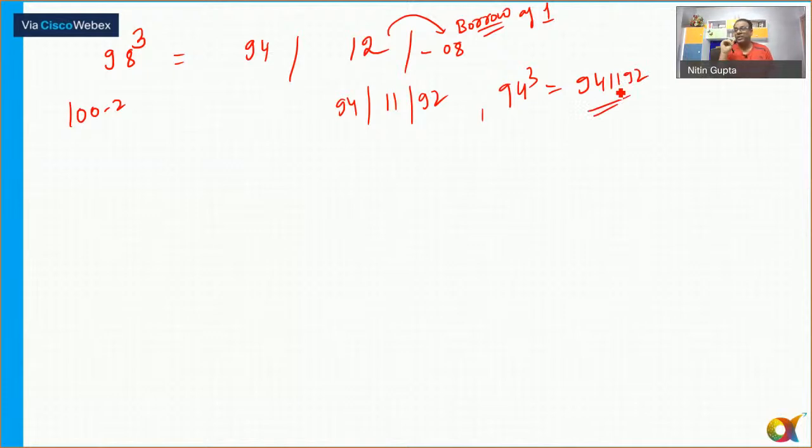And in case of cube of a negative number, it is negative, so you need to take a borrow. Here I have taken a borrow of 1. All right. Similarly, let's say if I need to find the cube of 97.